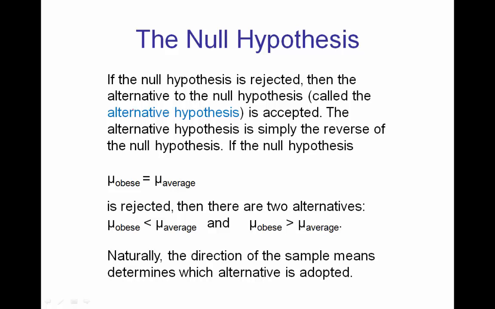If the null hypothesis that the two means are equal is rejected, then there are two alternatives. Either the mean time spent with obese people is less than the mean time spent with average people, or the mean time spent with obese people is greater than the mean time spent with average weight people. Naturally, the direction of the sample means determines which alternative is adopted.